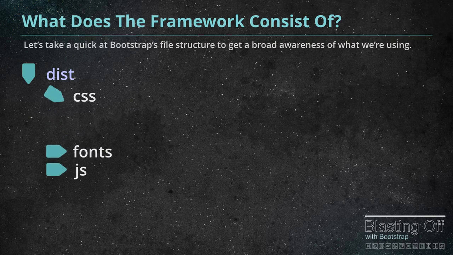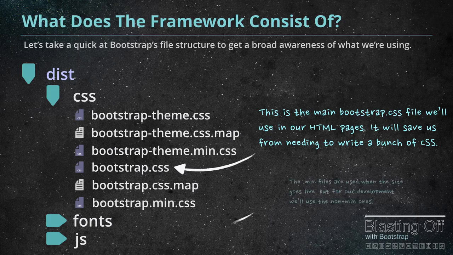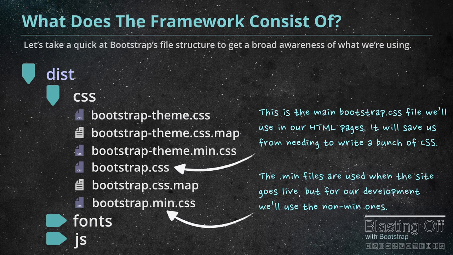To start off, let's check out what's inside the CSS folder. There's a bunch of files in the CSS folder, but the two that we'll be using are the bootstrap.css file and the bootstrap.min.css file. These two are functionally the same, and they will both save us from needing to write a bunch of CSS, but the .min version is recommended for production use because it is a little smaller.